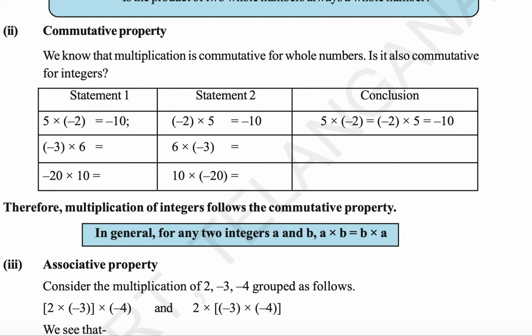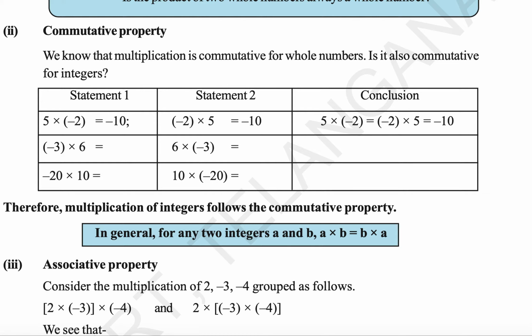It is also commutative for integers. 5 into minus 2 is minus 10, minus 2 into 5 is minus 10. So 5 into minus 2 equals minus 2 into 5 equals minus 10. Therefore, multiplication of integers follows the commutative property. In general, for any two integers a and b, a into b equals b into a.